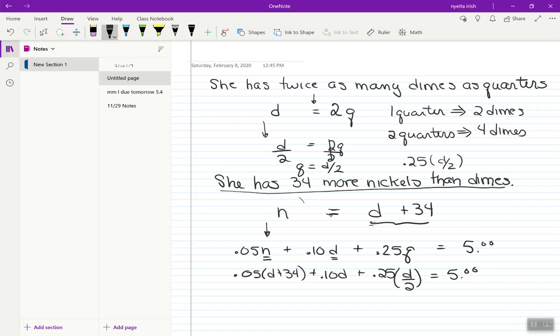But you've got to balance out, and I think that's where you were getting confused: you've got to balance the variables. Which variable had the most to start with, and then balance it out. Twice as many dimes as quarters. This side was heavy, so we put the 2 on this side. 34 more nickels than dimes. This side was heavy, so we added the 34 to the other side.